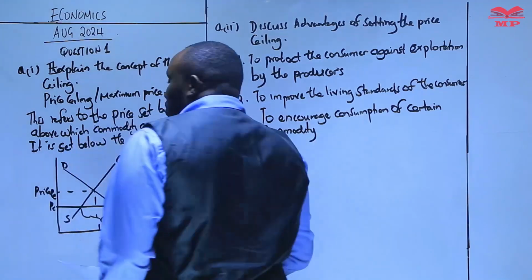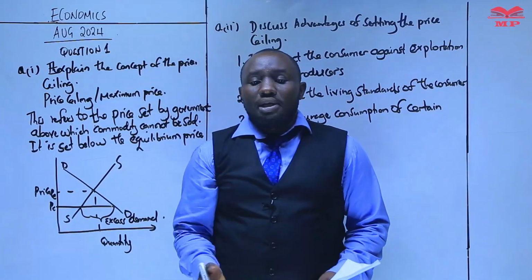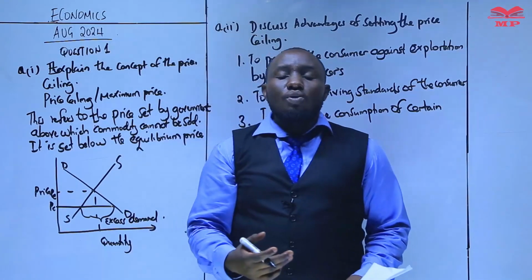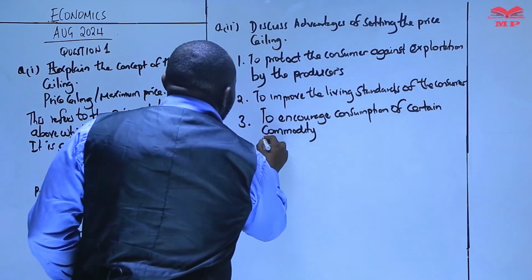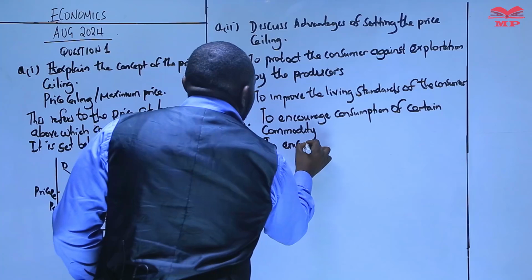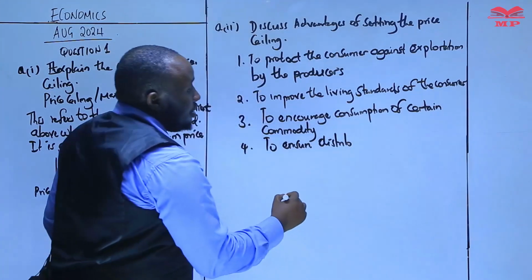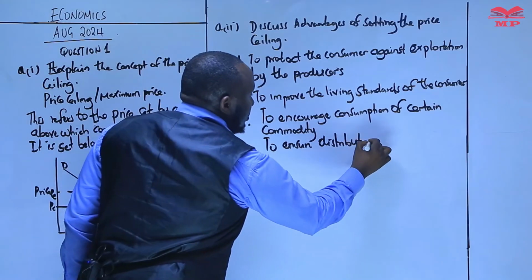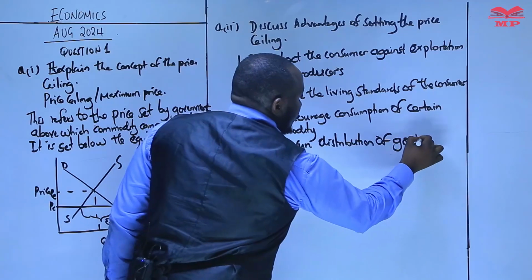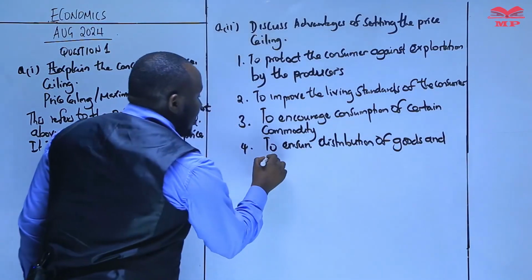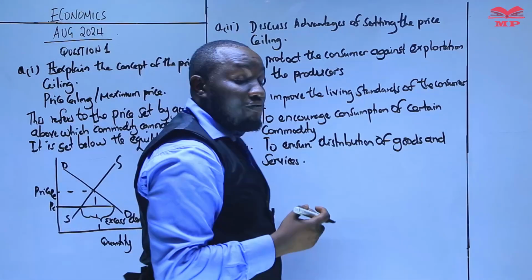The examiner looked for three, but we can add one more, and that is to ensure distribution of goods and services. That is the fourth reason.